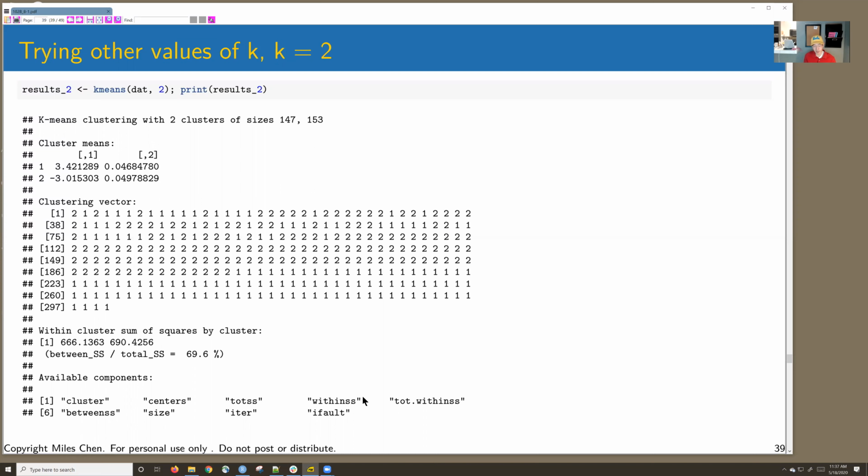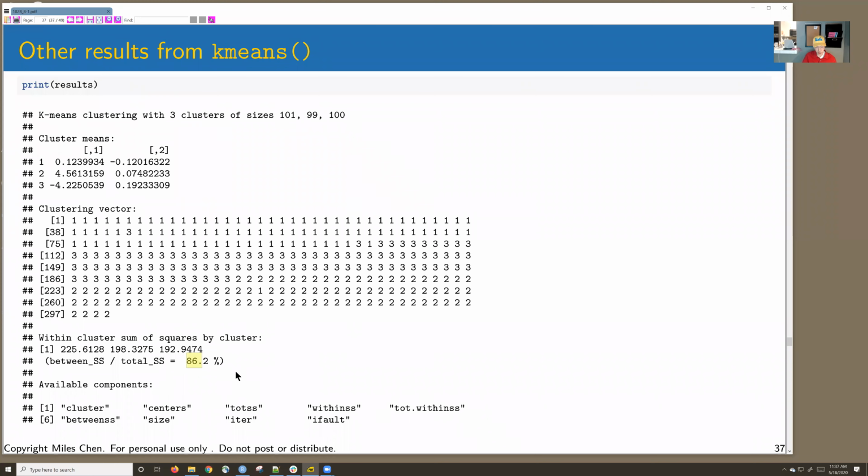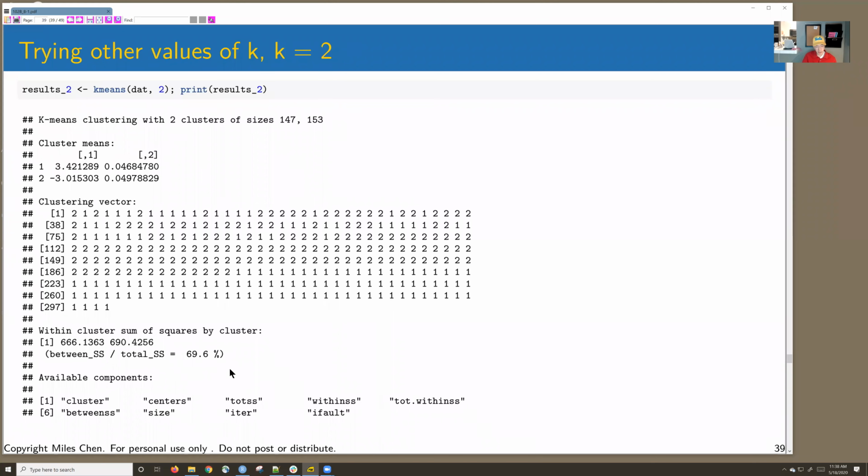And so there's actually not really an answer to what is the right or wrong number of clusters. So let me just show you what happens with 2 clusters. With 2 clusters, this is the result. We have a center at 3.4 and a center at -3. Between divided by total, kind of our R-squared value, is around 70%. Compare that to 86.2%. So we have a much lower R-squared value, okay?